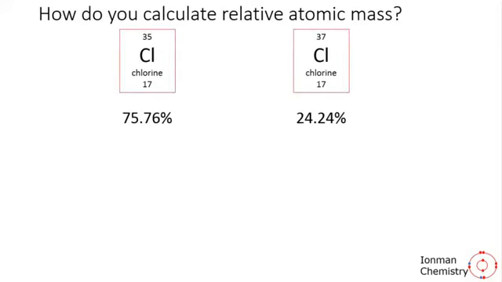So let's have a think a bit more about chlorine. With chlorine, we actually have two isotopes that occur in nature. So there's chlorine 35, which has 18 neutrons, and 75.76% of the chlorine in the world is chlorine 35. But there's also chlorine 37 that has 20 neutrons, and that appears 24.24% of the time. So if we want to know the relative atomic mass of chlorine, we need to know the average mass of all of the chlorine atoms in the world.